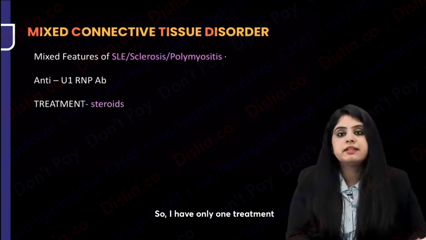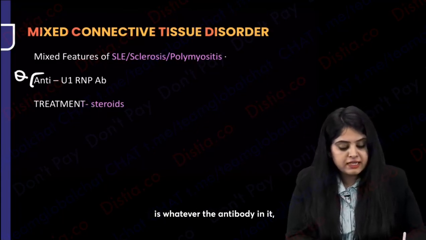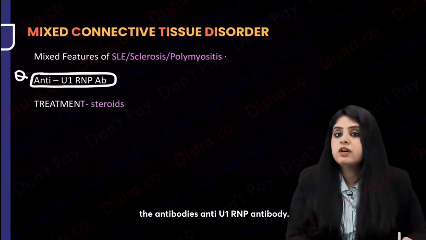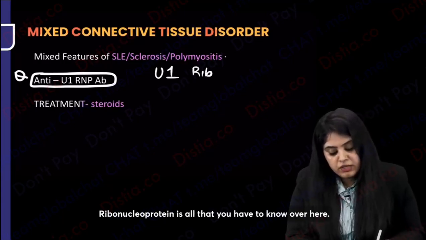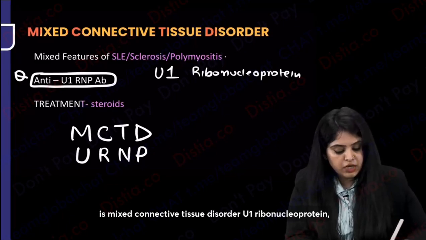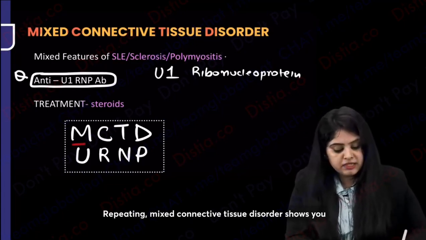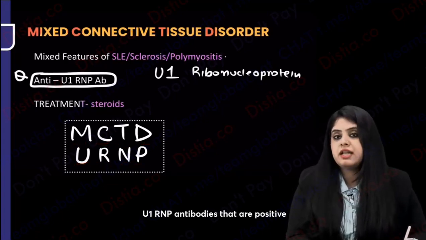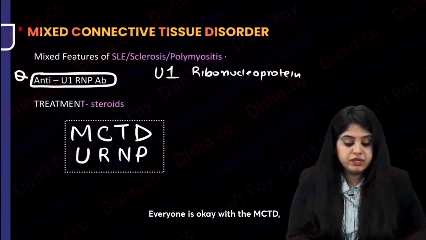So I have only one treatment that I can give to so many diseases, and that is steroids. The only question that you'll get is what is the antibody in it? The antibody is anti-U1 RNP antibody. So remember, ribonucleoprotein U1 ribonucleoprotein is all that you have to know over here. So how I have learnt it is mixed connective tissue disorder U1 ribonucleoprotein. Ye char alphabets, four alphabets wala antibody. I'm going to keep it together. Repeating, mixed connective tissue disorder shows you U1 RNP antibodies that are positive, and the treatment is going to be steroids. Everyone's okay with the MCTD?